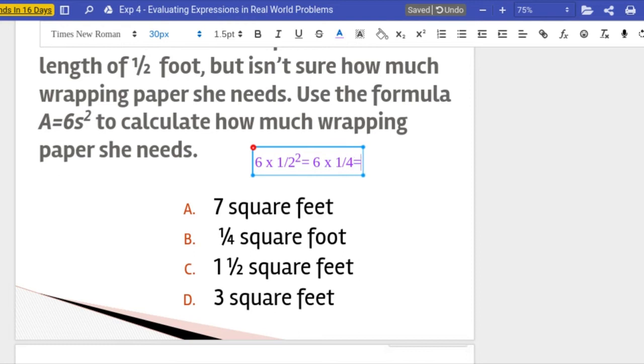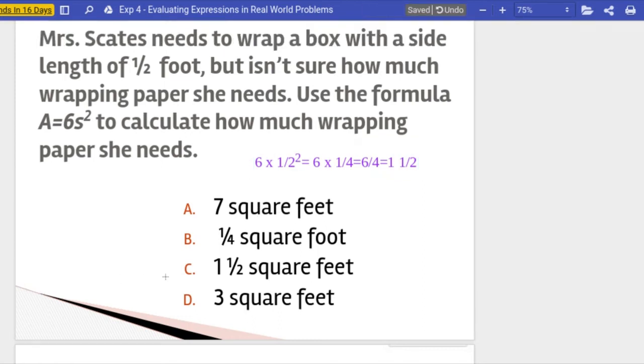If I multiply the numerators, 6 times 1 is 6, and the denominators, 4 times 1 is 4, so I would get 6/4, which in simplest form would be 1 2/4, or 1 1/2. So she needs 1 1/2 square feet of wrapping paper.